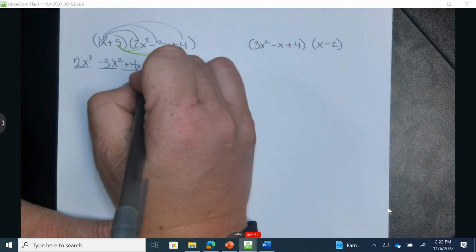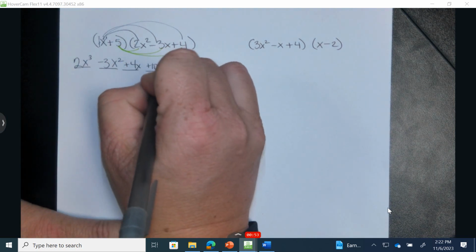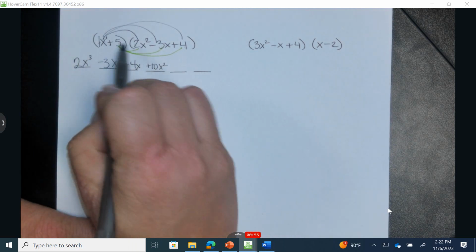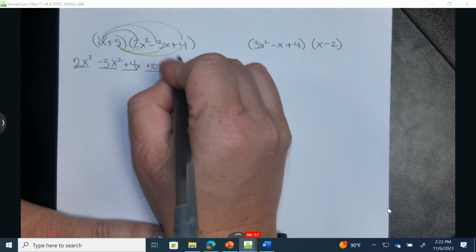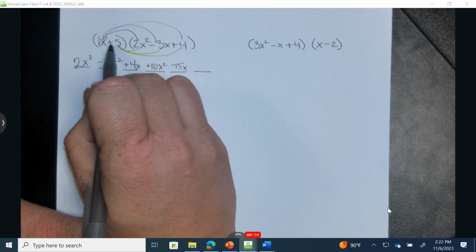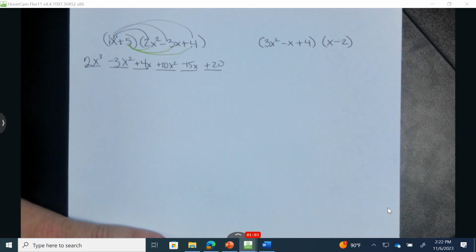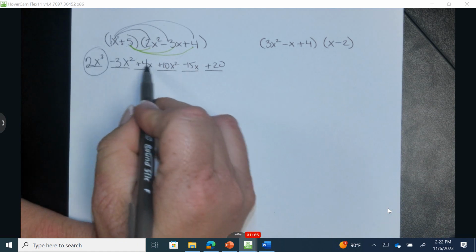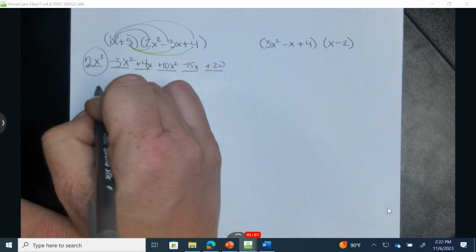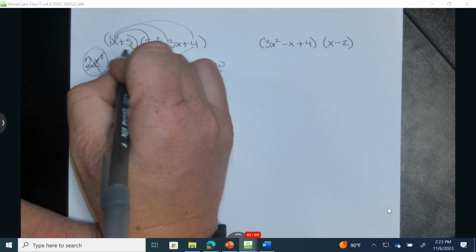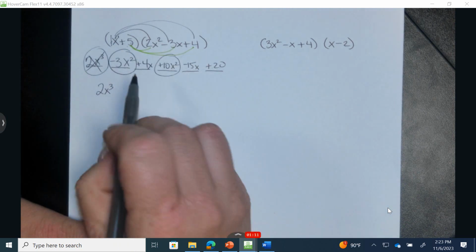Positive 5 times 2 is positive 10, and we have an x squared. Positive 5 times negative 3 is negative 15 with 1x. Positive 5 times 4 is positive 20. Now you have to combine. There's no other term of the 5 remaining that has an x cubed. For x squared, there's only one other term.